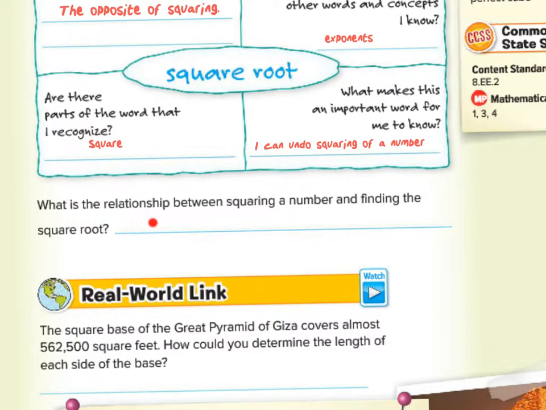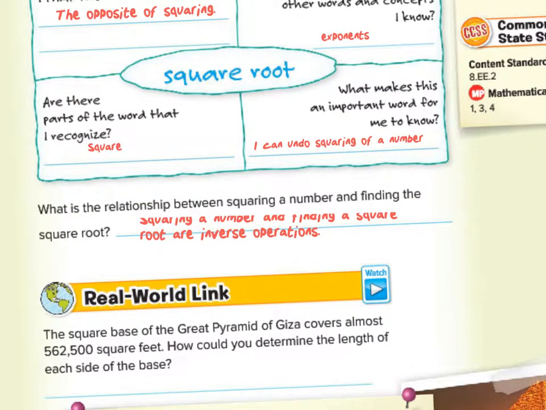What is the relationship between squaring a number and finding the square root? Well, squaring a number and finding the square root of a number are inverse operations, meaning they're opposite. Kind of like adding and subtracting, multiplying and dividing. You're going back and forth. So they're inverse operations.